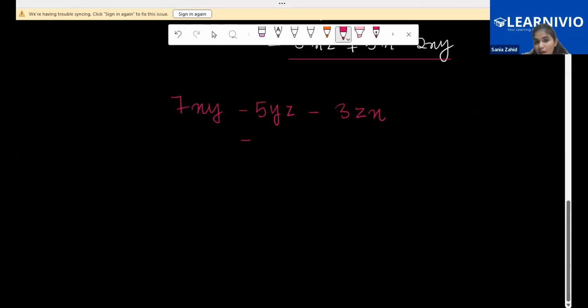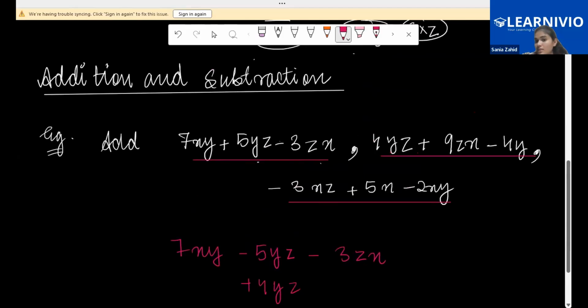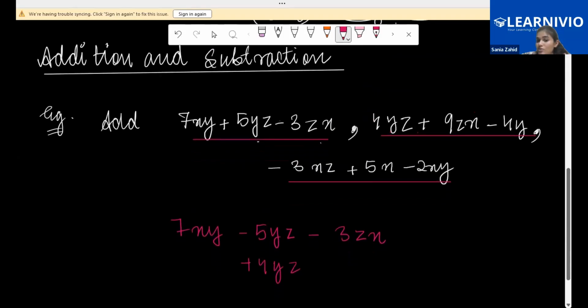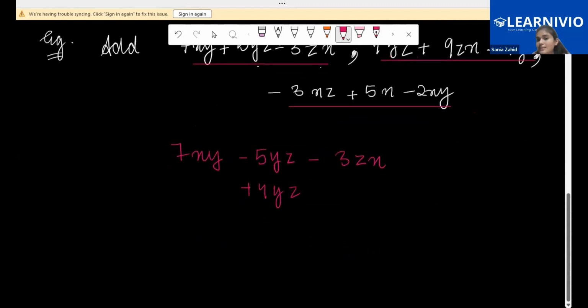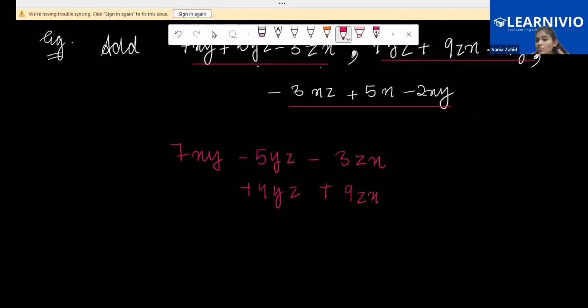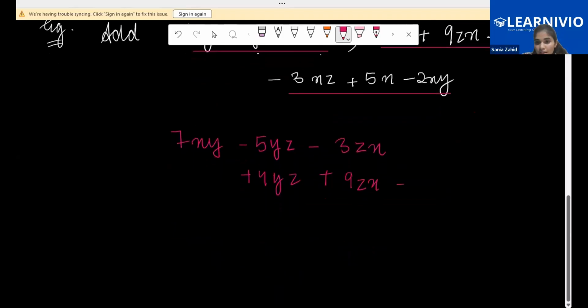So just write down plus 4yz. Why? Because there was a positive sign on 4. Right? When there is no sign, by convention we consider it to be a positive sign. Then you have plus 9zx. Do you have any zx in this first expression? Yes, ma'am. Minus 3zx. So I'll just write down plus 9zx below it. Now there's 4y. Now children, you see there is no expression with y as the variable. So I'm going to make a separate column for it. So just write it down over here, minus 4y.